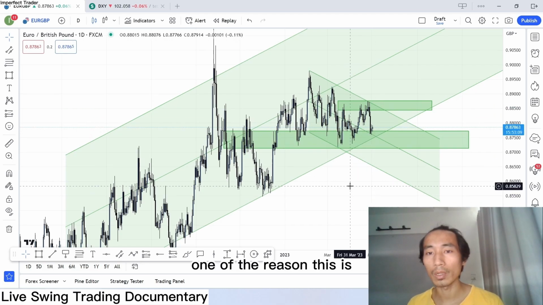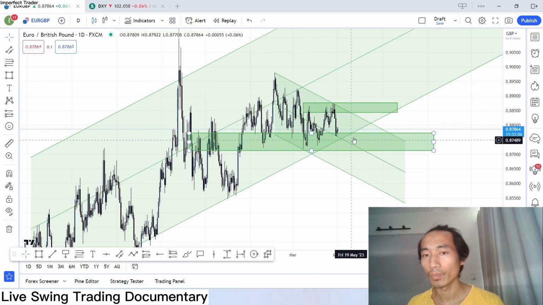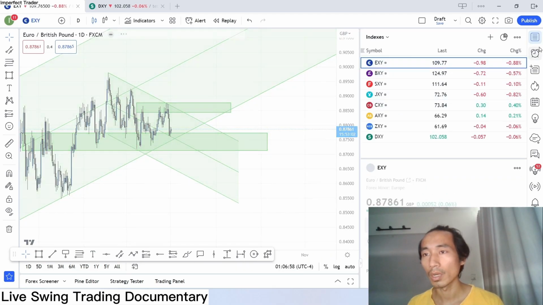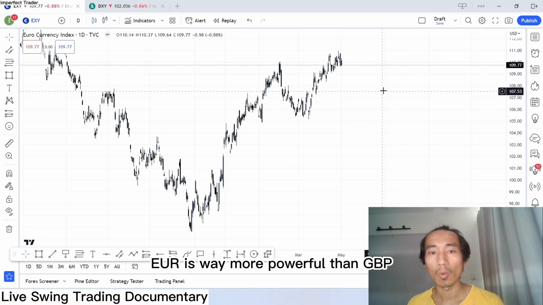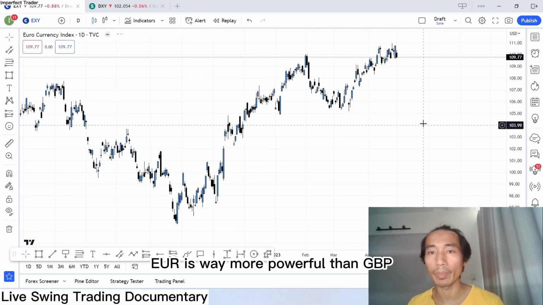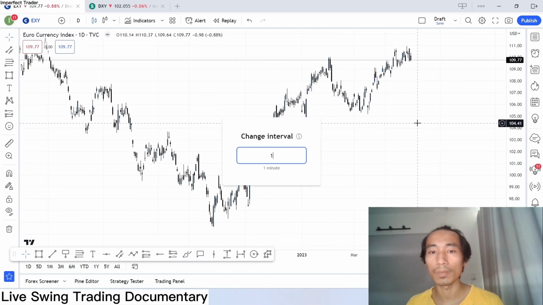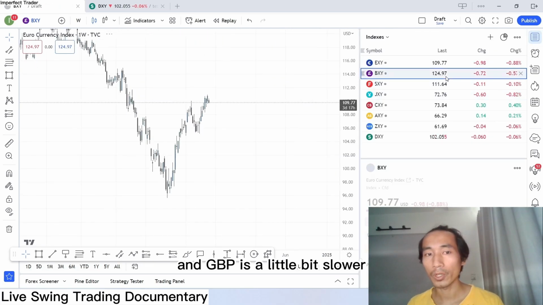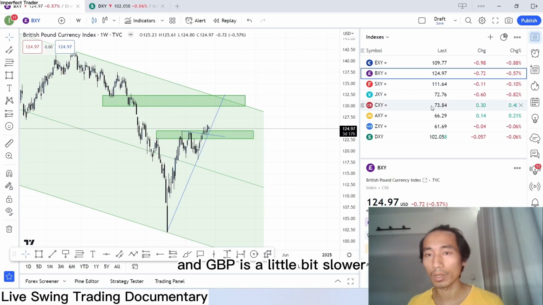One of the reasons this is bullish is probably that the euro index is way more powerful than GBP. You can see the trend is more obviously just going up, and the British pound is a little bit slower. Maybe that's why.